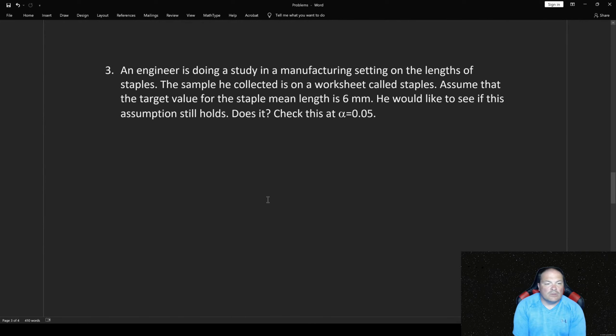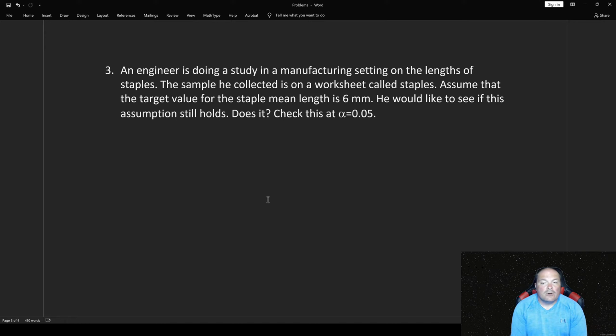All right, so let's look at number 3. Number 3 here is a question, and it basically says, an engineer is doing a study in a manufacturing setting on the lengths of staples. The sample that was collected is on a worksheet called staples, and I'll show you that data in a minute. Assume that the target value for staple mean length is 6 millimeters. He would like to see if the assumption still holds. Does it? Check this at alpha equal to 0.05.